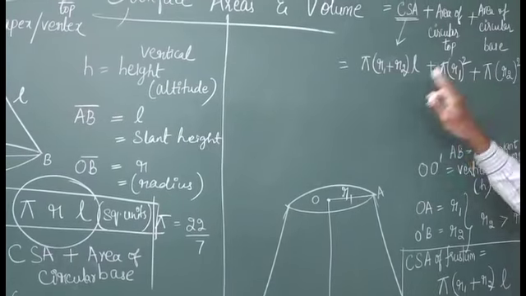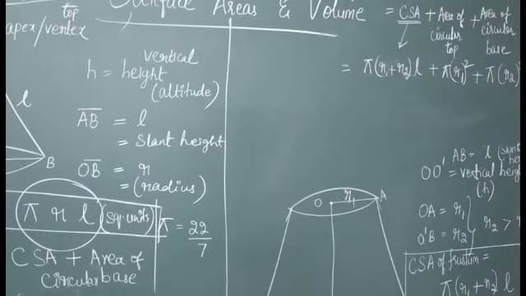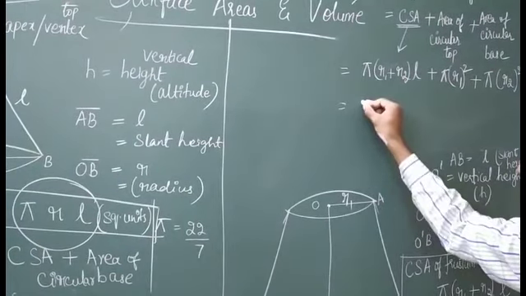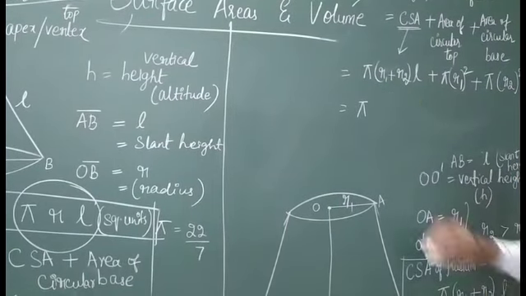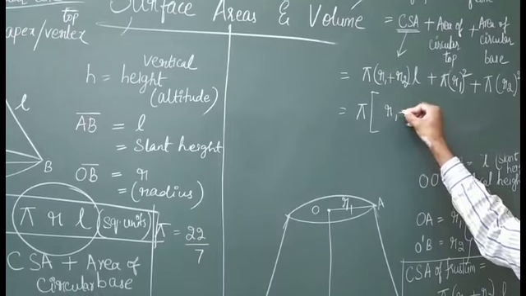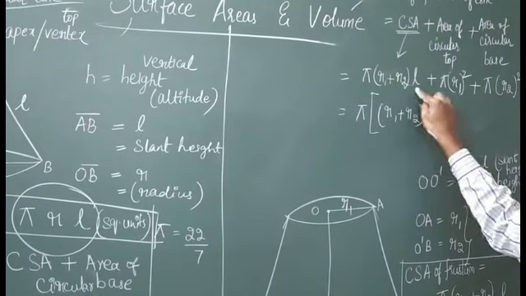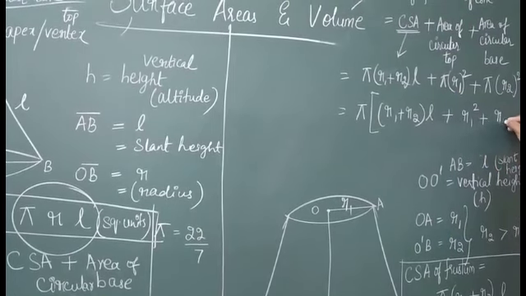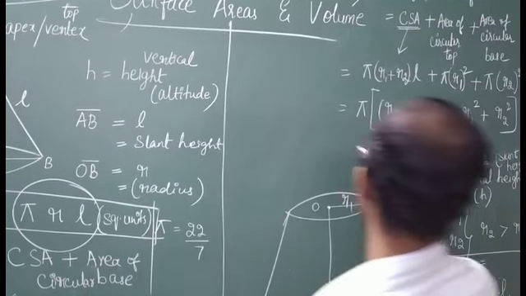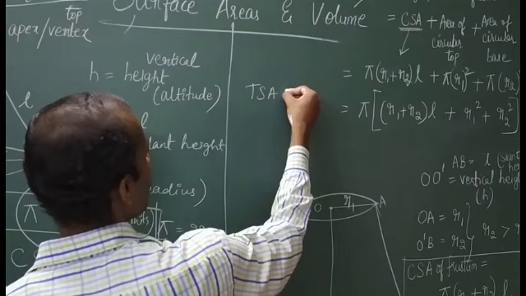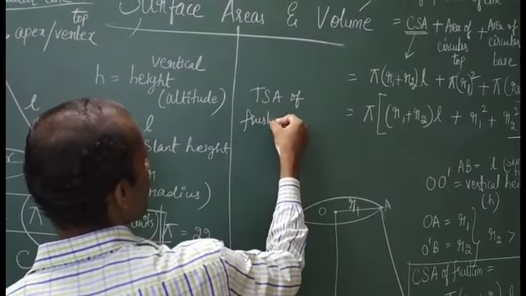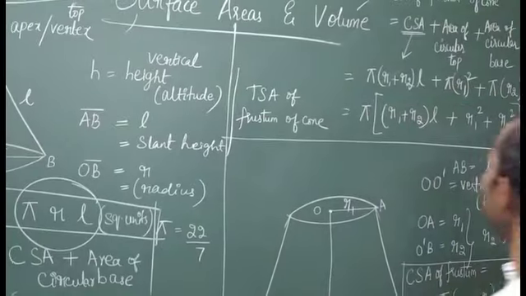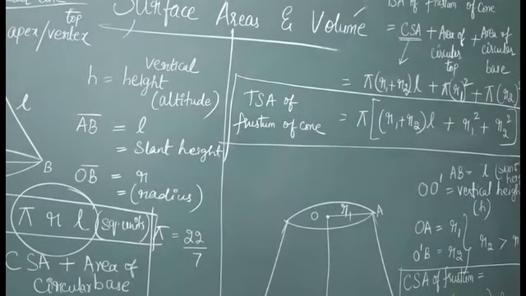So please don't try to mug up the formula. The approach we have taught you is better. If I take pi common outside, then we have pi times R1 plus R2 multiplied with the slant height, plus R1 square plus R2 square. So this is my TSA, the total surface area of the frustum of the cone. Again, the unit shall always be in square units.